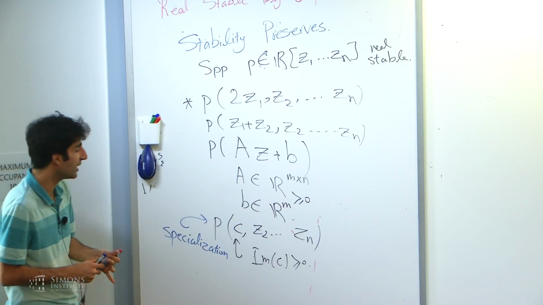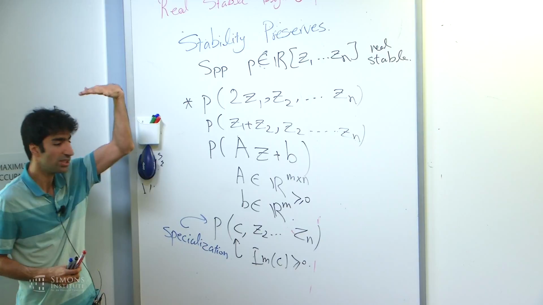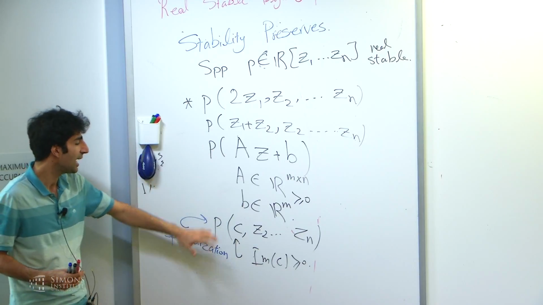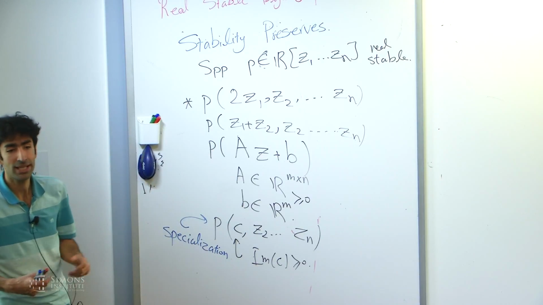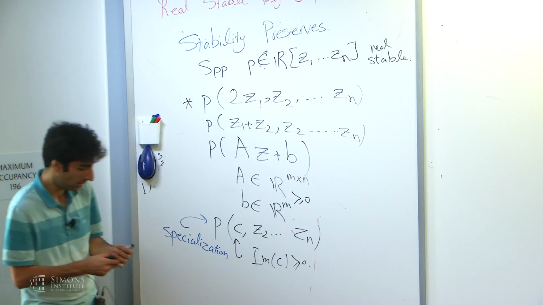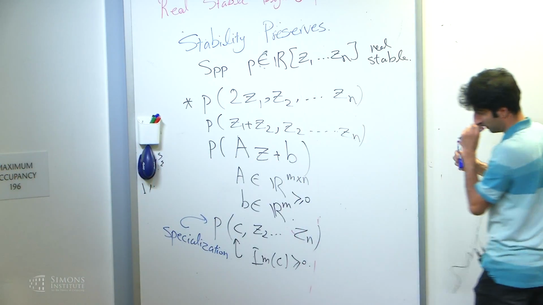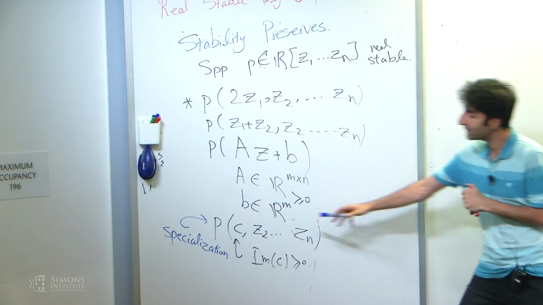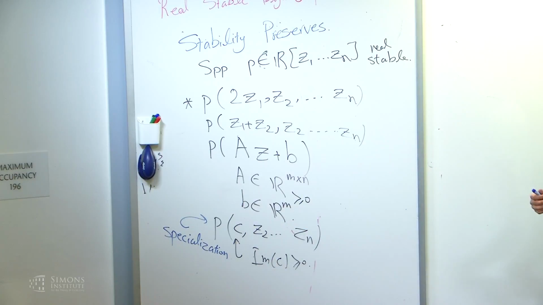So you can specialize not only to numbers with positive imaginary value, but also to the real line, and this will remain real stable. In particular, you can plug in C to be 1 or 0 and still have a real stable polynomial. We'll see a lot of applications.